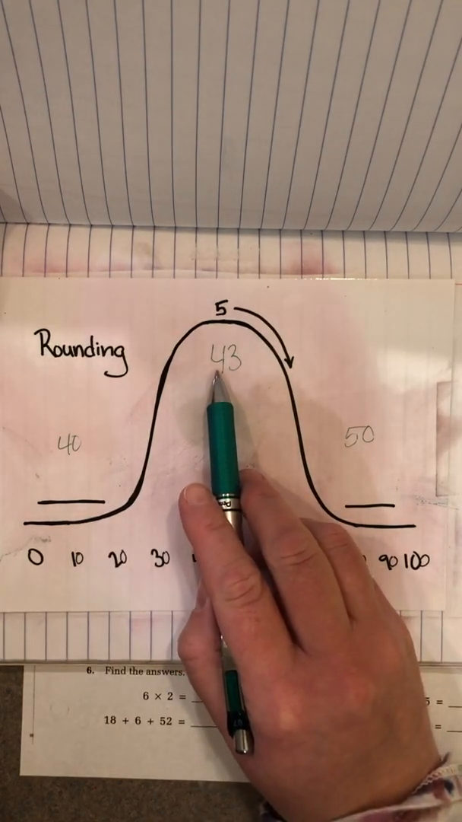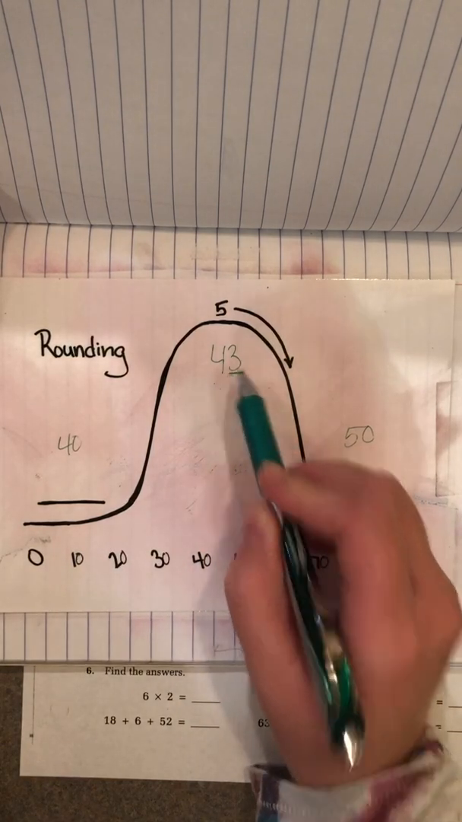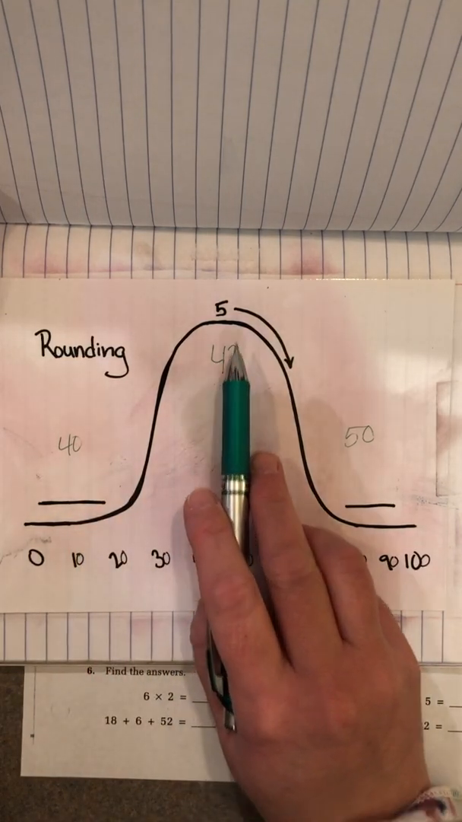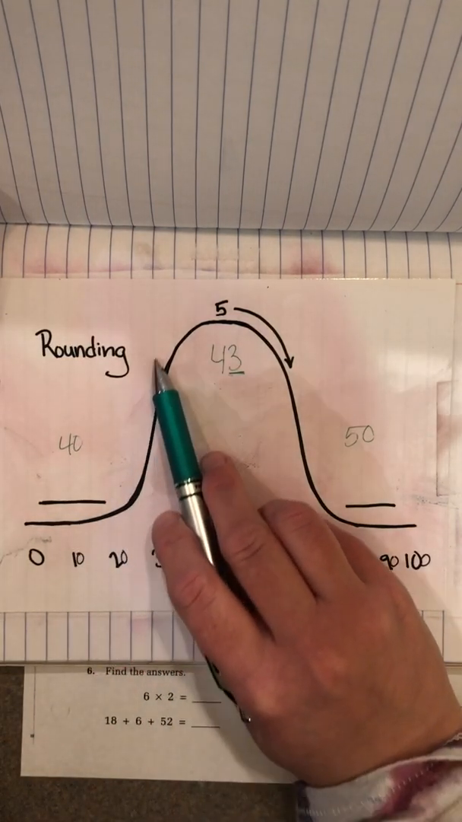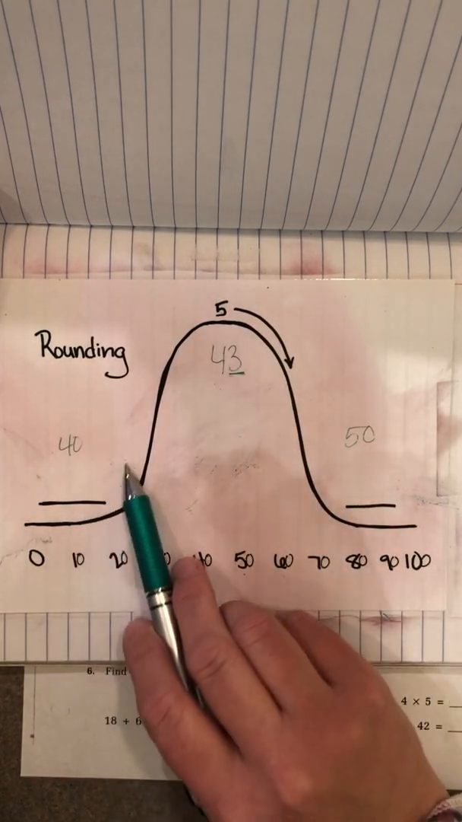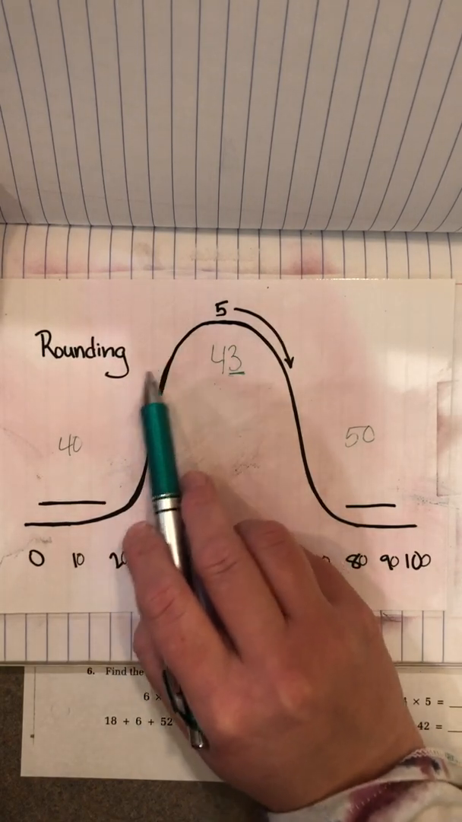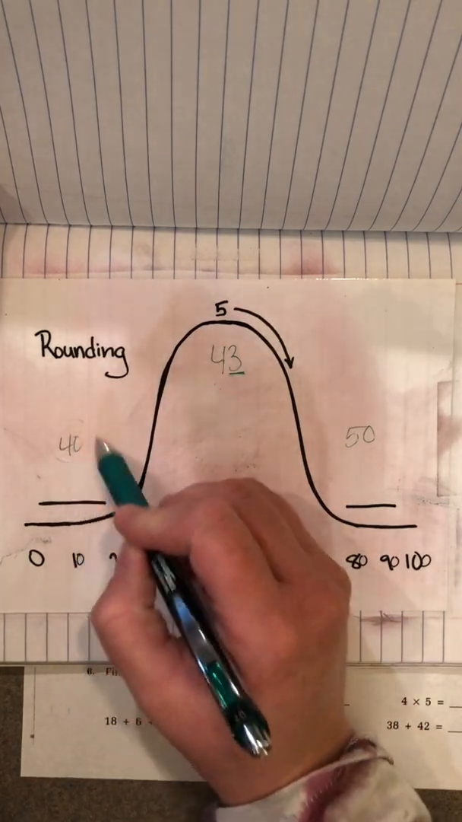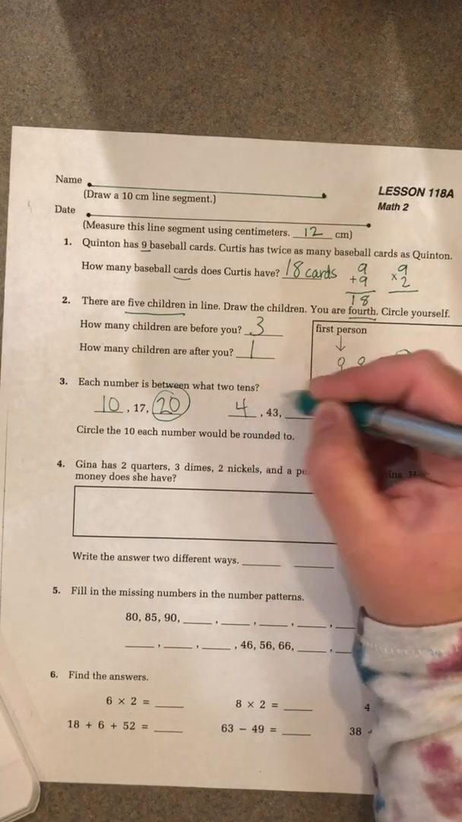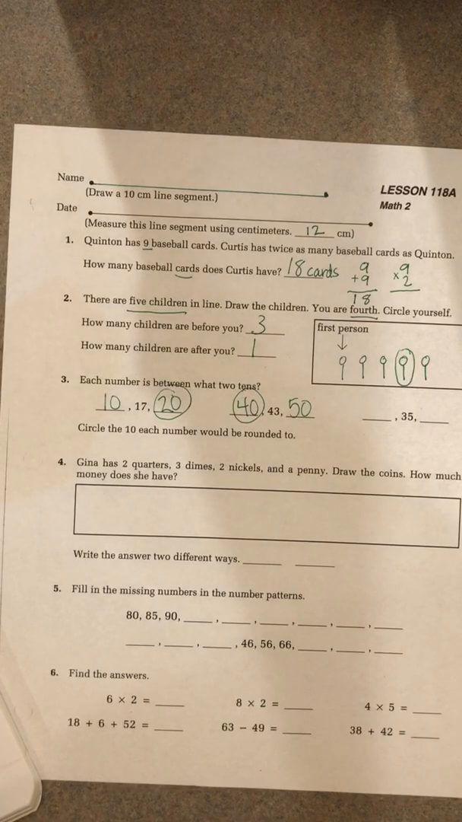Now, when we're rounding to the nearest 10, we look at the number 1 to the right, and that's the 3. Now, 3, we decide, did it make it all the way up to the 5 and go down again? Or is it 0, 1, 2, 3, 4? It is, isn't it? 3 didn't make it up to the 5, so it goes back to 40. It was between 40 and 50, and it went back to the 40.